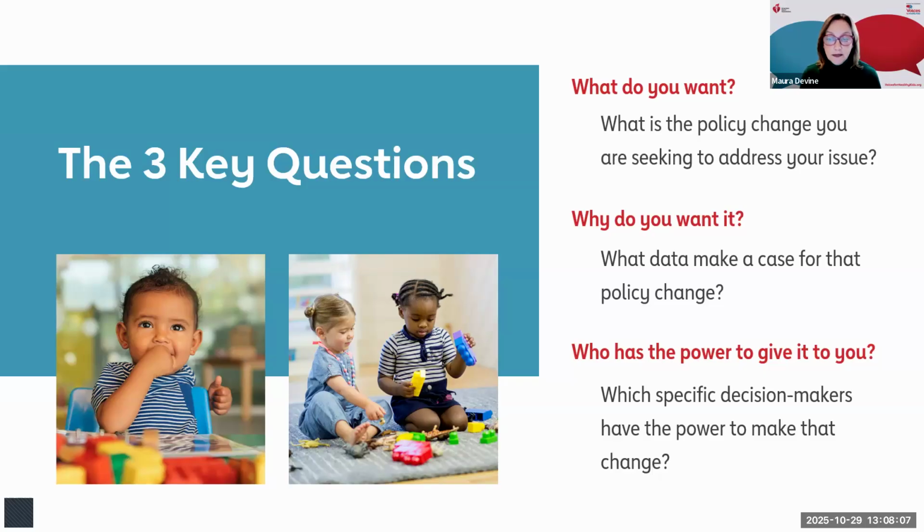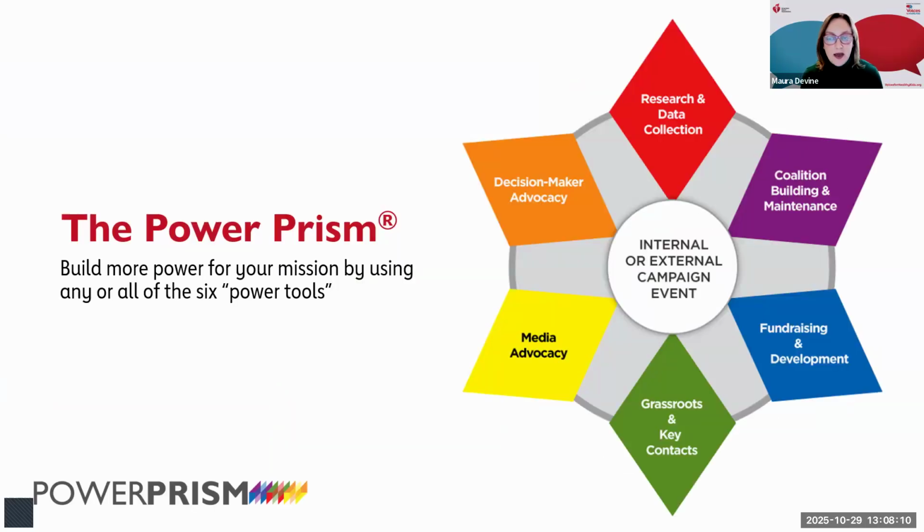Next slide. But I want to talk just broadly about the power prism, because influencing decision makers is all about making it easier for them to give you what you want. The power prism is built on 6 power tools of advocacy that help apply pressure on decision makers to reach our policy goals. So these 6 tools are research and data collection, coalition building and maintenance, fundraising and development, grassroots and key contacts, where you are today, media advocacy, we'll be doing a training on that in November, and decision maker advocacy. Next slide, please.